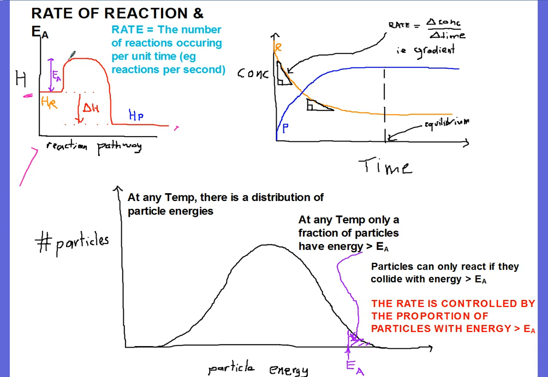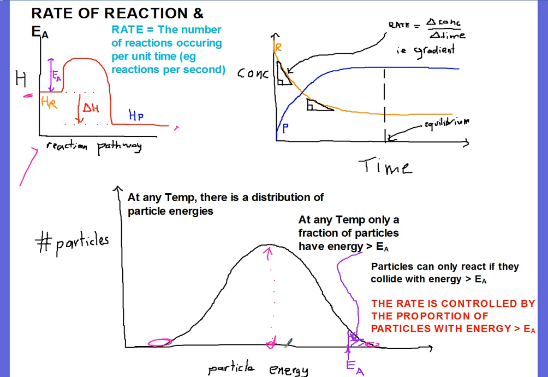Now, at any given temperature, there's a distribution of particle energy. So all particles of a gas, for example, in a container, don't all have the same energy. They've got a range of energy. So you'll have only a small number of particles with very small energy, only a very small number of particles with very high energy, but most of the particles here have some sort of average energy.